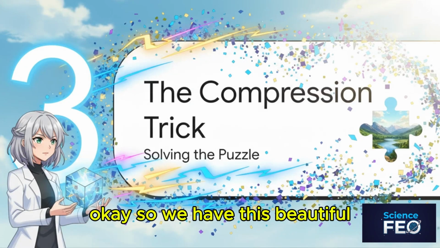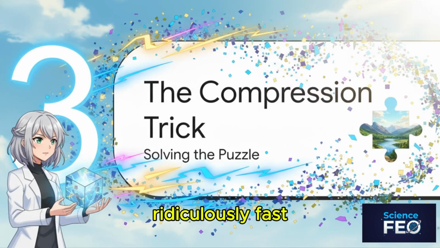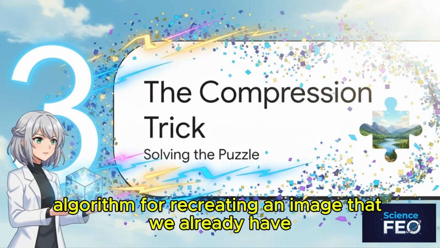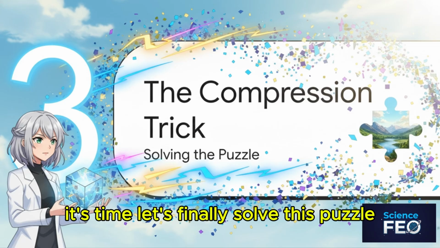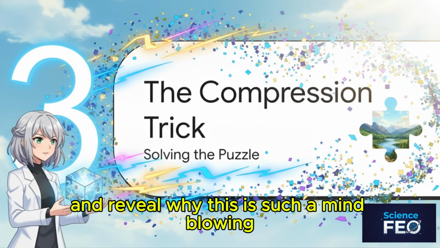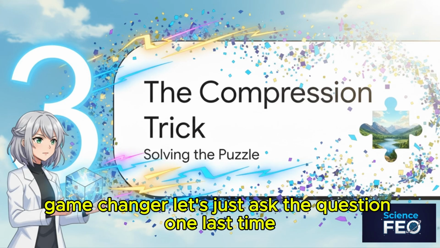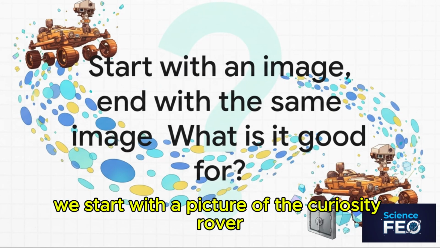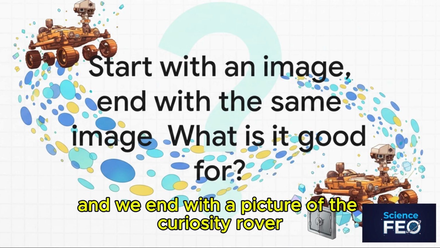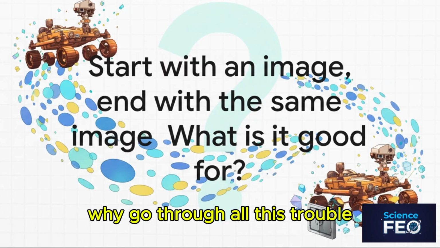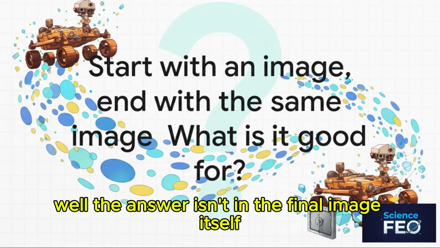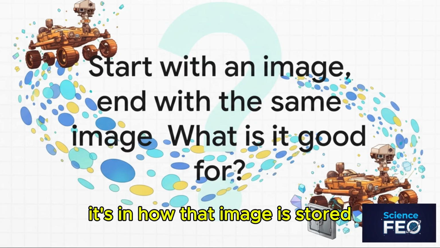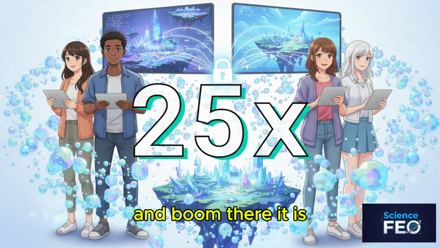Incredible. Okay, so we have this beautiful, ridiculously fast algorithm for recreating an image that we already have. It's time. Let's finally solve this puzzle and reveal why this is such a mind-blowing game changer. Let's just ask the question one last time. We start with a picture of the Curiosity rover, and we end with a picture of the Curiosity rover. Why go through all this trouble? Well, the answer isn't in the final image itself. It's in how that image is stored. And boom, there it is.